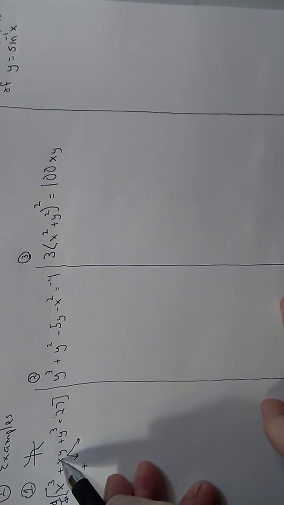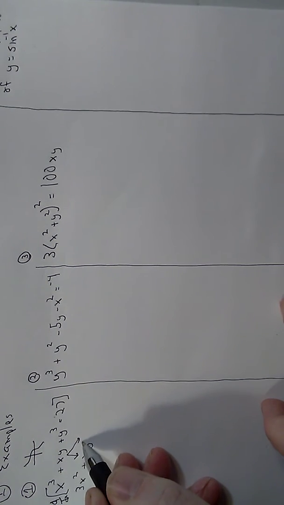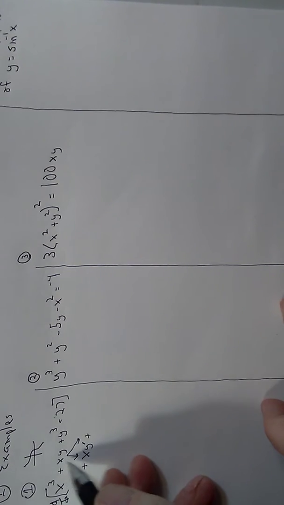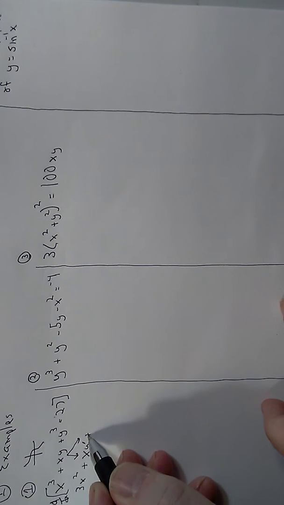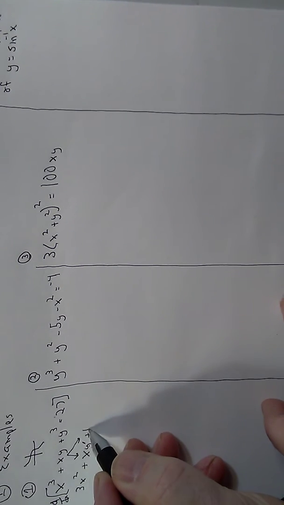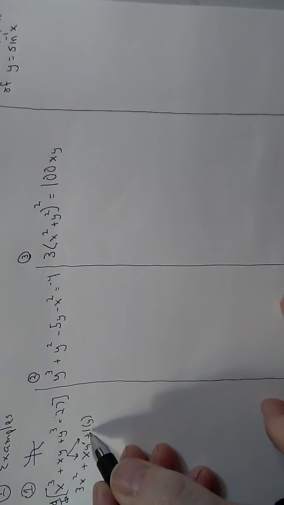So I'm going to do the first times the derivative of the second. The derivative of y is y prime. So it's just going to be x times y prime. Okay. First times the derivative of the second plus the derivative of the first times the second. The derivative of x is 1.